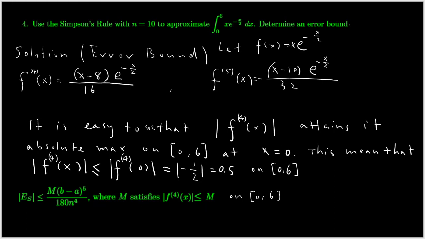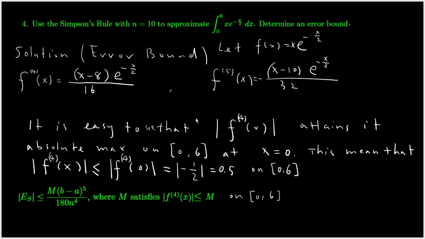We now determine an error bound. The formula we use is this one. In the formula, we have a value of m involved. The value of m is any upper bound of the absolute value of the fourth derivative of the function on the interval from 0 to 6.